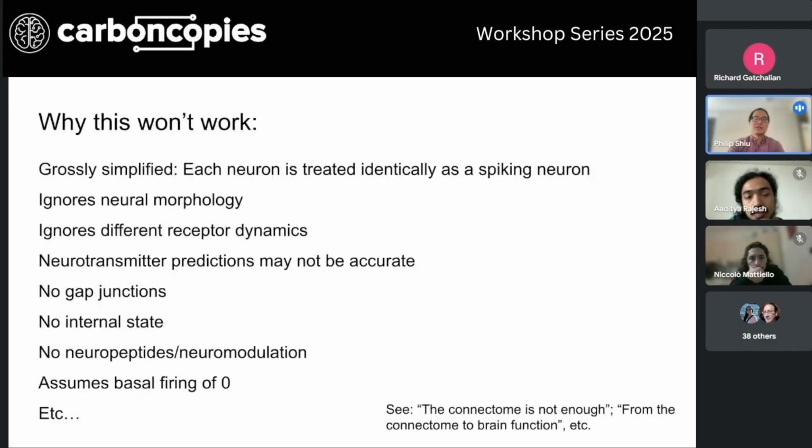Now, there's lots of reasons why you might think such a simple model won't work. We grossly simplify the biology. So, for example, we treat each neuron identically as a spiking neuron. We basically ignore neural morphology. We ignore different receptor dynamics.